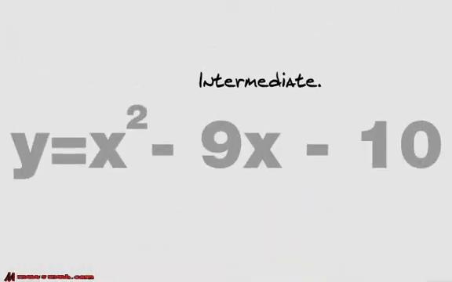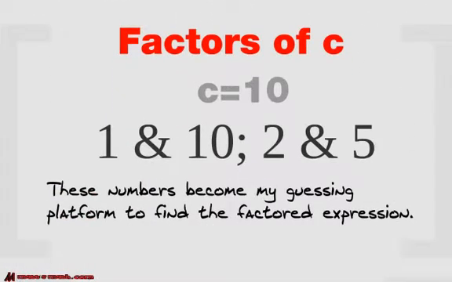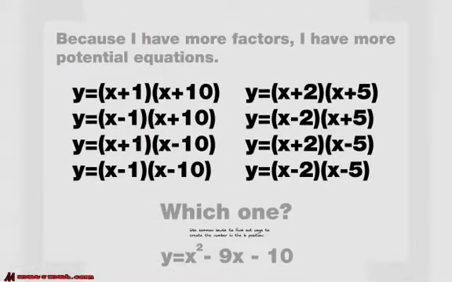Let's try a more intermediate one, x squared minus 9x minus 10. Again, we're still doing the factors of 10 there: 1 and 10, 2 and 5. So that actually makes our possible expressions a little bit more, doesn't it? It doubles it. I have more factors, therefore I have more potential equations. Which one is it? Remember, you're trying to figure out how do I pull off negative 9x. Can I get a 9 from a 2 and a 5 ever? Can I get a 9 from a 1 and a 10? Yeah, you can.